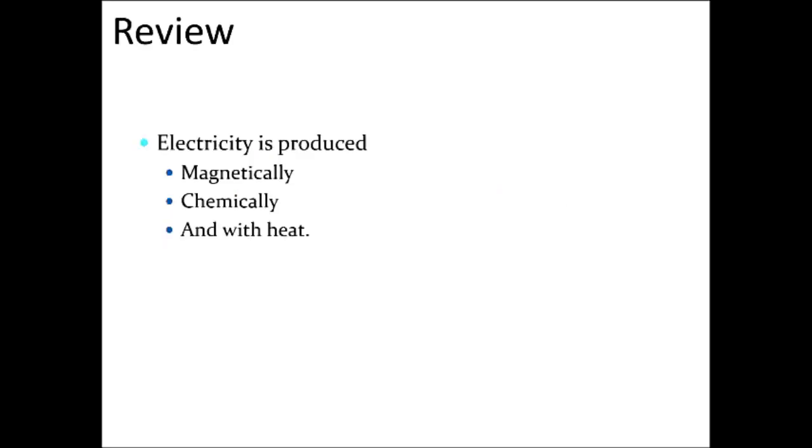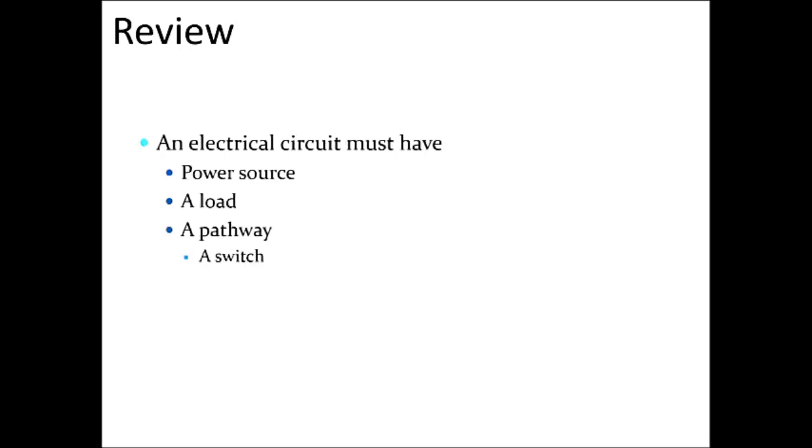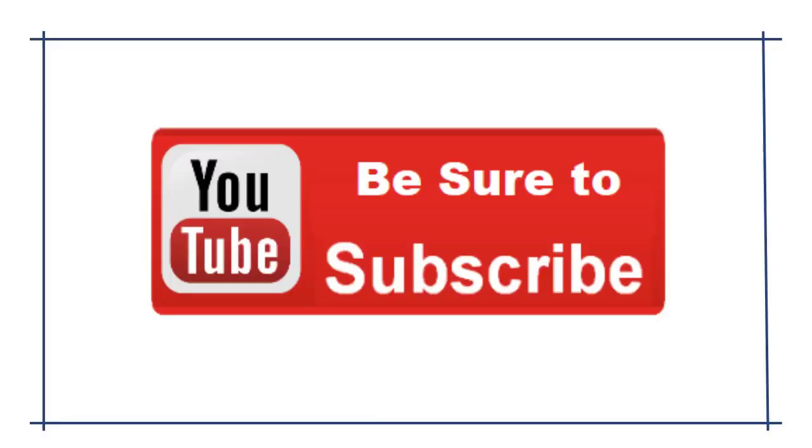So let's review real quickly. Electricity is produced magnetically, chemically, and with heat. Electricity can be either direct current or alternating current. An electrical circuit must have a power source, a load, a pathway, and although it's not necessary, it should have a switch as well. So that's it for Electricity, the Basics.